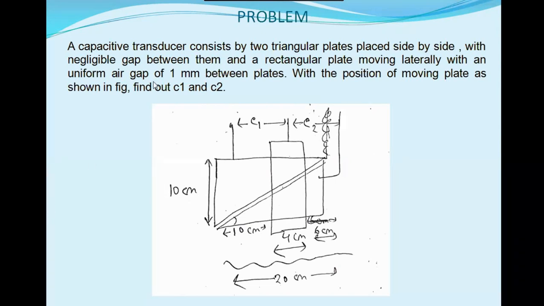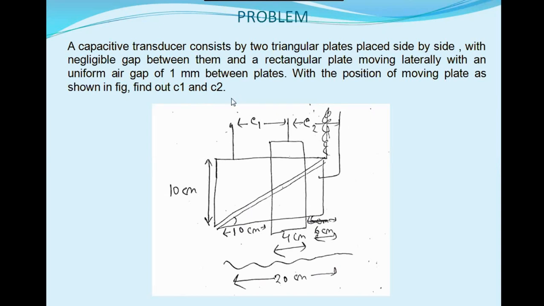So that is the problem. Read the problem very carefully. That is a capacitive transducer that consists of two triangular plates. These two plates are triangular, placed side by side with a negligible gap between them. Negligible gap means this gap. You can see this gap is very negligible, or you can consider it as zero.